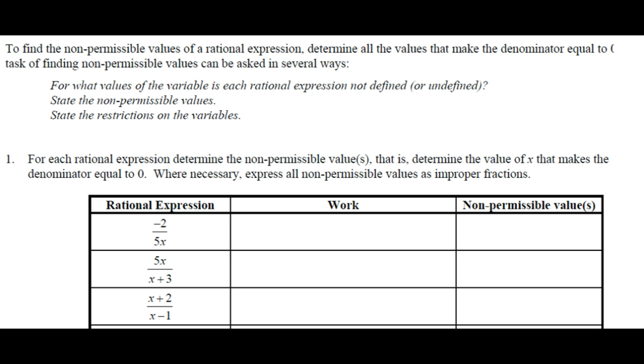Stuff disappeared yet? Yeah. 0. Okay. For each rational expression, determine the non-permissible value. So determine means show your work, and here's the place for the work. That is, determine the value, or values, of x that make the denominator equal to 0. Where necessary, express all non-permissible values as improper fractions, right? We like our fractions improper.